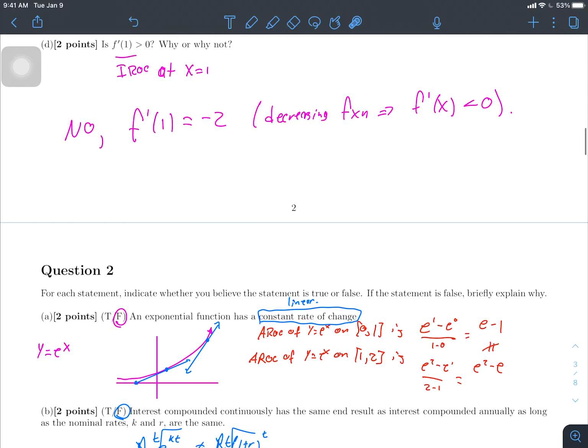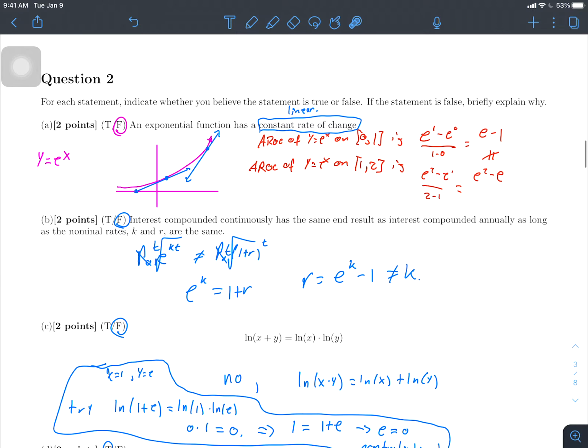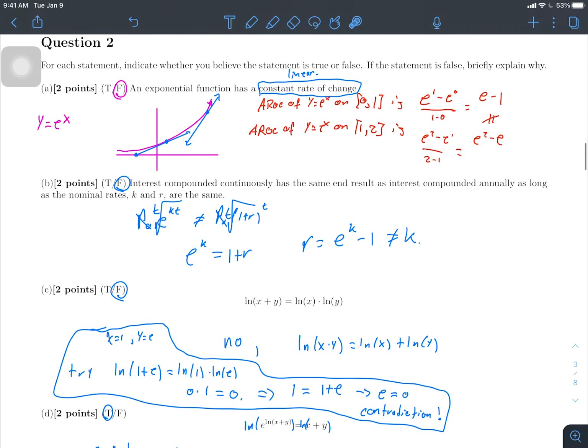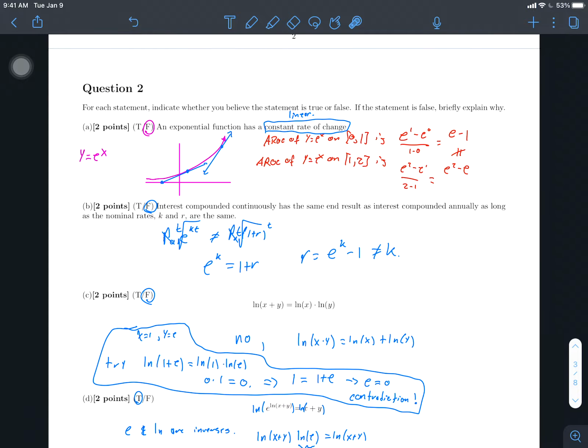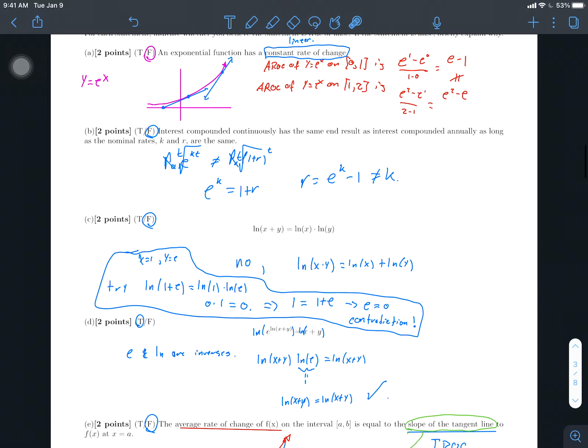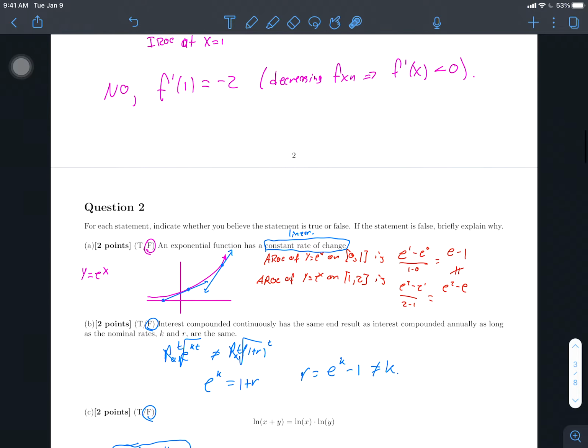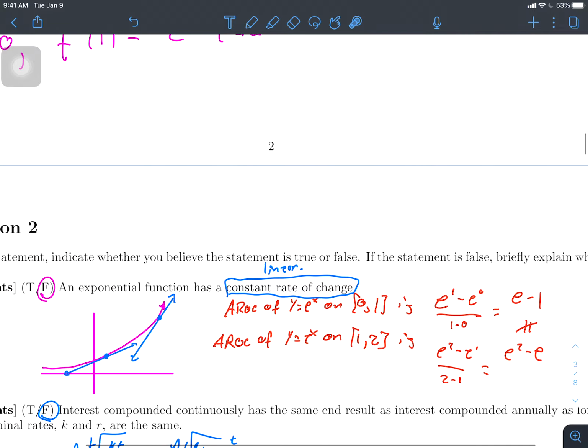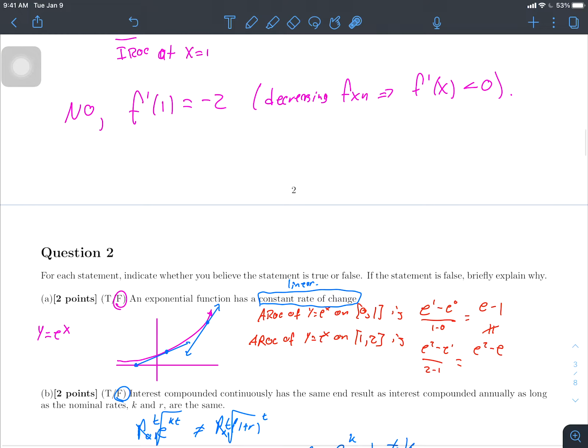Okay, so next was question 2. I usually do a true and false section at some point in the exam, usually A through E. What I'd like students to do is, if it's true, you can just circle true. If it's false, I want you to circle false and briefly explain why it's false, okay? So just give a brief explanation.